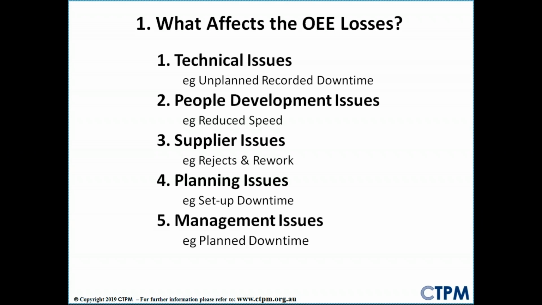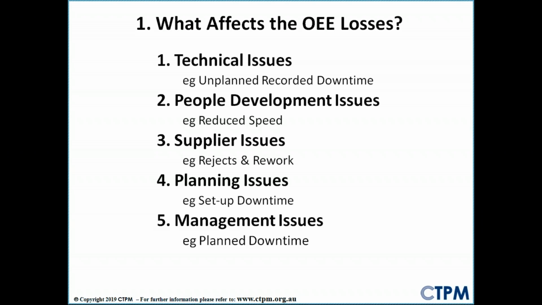People development issues, with reduced speed as an example of the loss. Sometimes operators who have not been properly competency-based trained in how to operate the equipment may run it a bit slower than is ideal because they're not too sure about certain things. That's one example of a people development issue. Then there are supplier issues, for example the raw material coming in has too much variability, which causes rejects or rework. That could be the raw material, or it could be the packaging material.